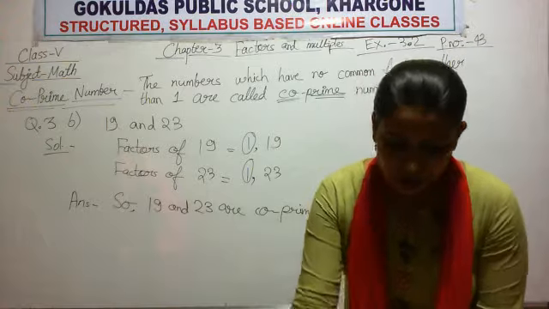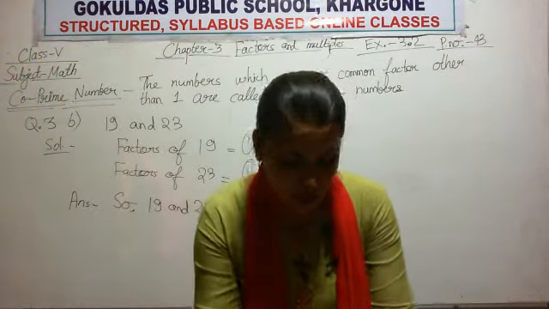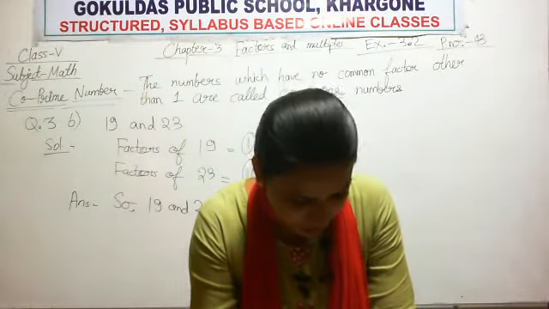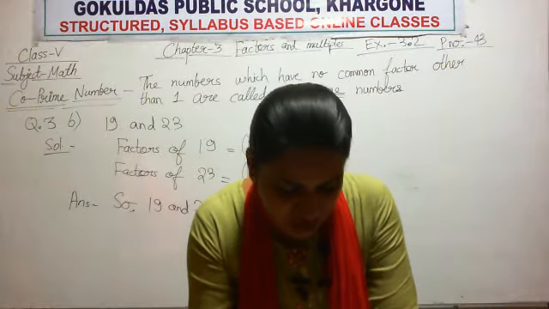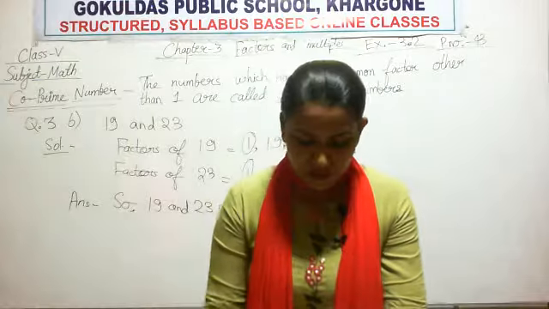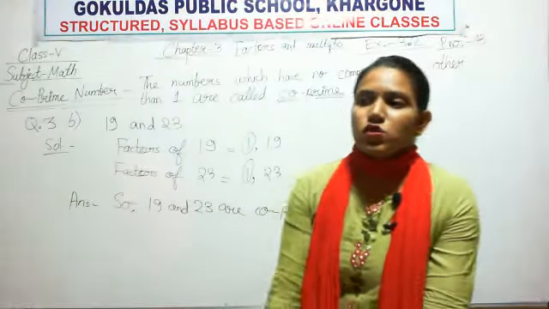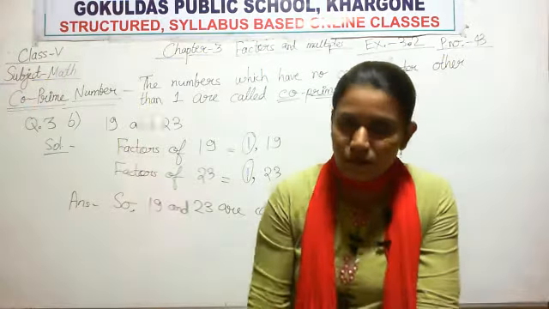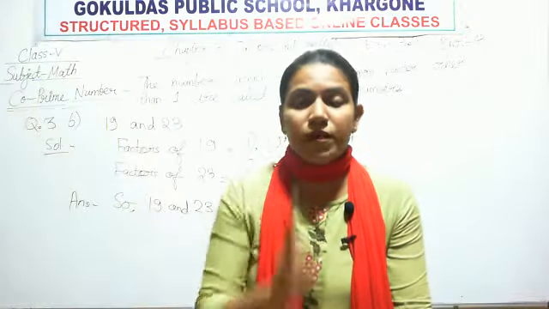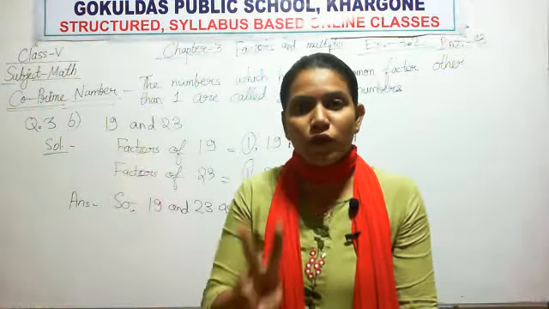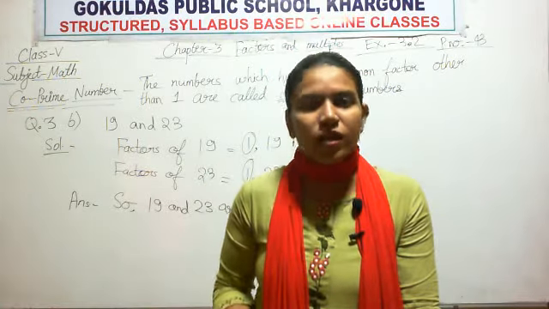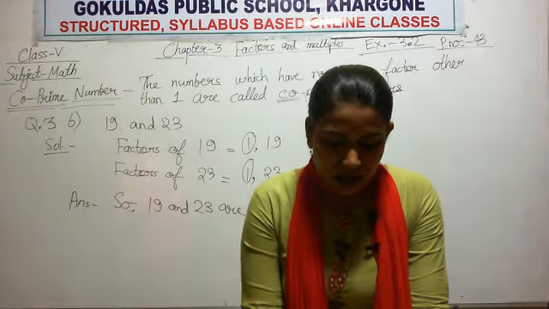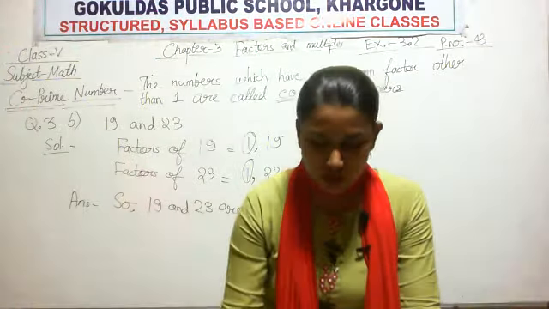Now part C is your homework, and question number 4 is also your homework, in which the given question is to find the prime numbers between 150 and 200. We have already discussed how to find the prime numbers. The numbers which have only 2 factors are called prime numbers. So you have to write the answer for question number 4 by yourself.